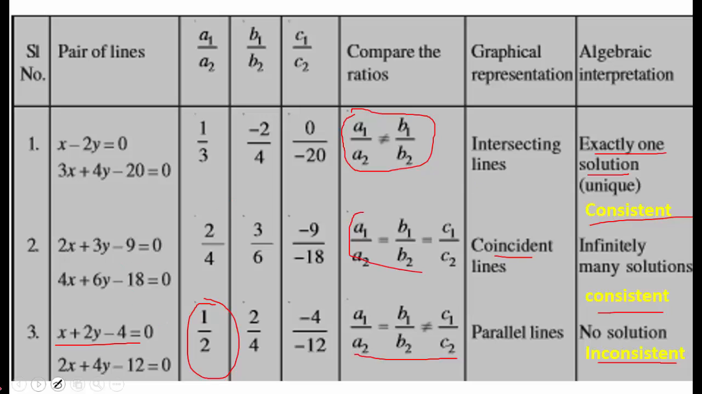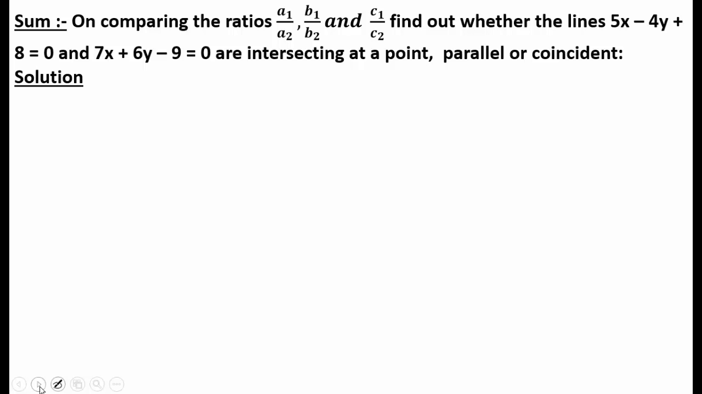Now on the basis of this condition, we will start our exercise 3.2. Now our first question is on comparing the ratios a1 by a2, b1 by b2 and c1 by c2, find out whether the lines, this is the first equation of line, and 7x plus 6y minus 9 equals 0 are intersecting at a point, parallel or coincident.